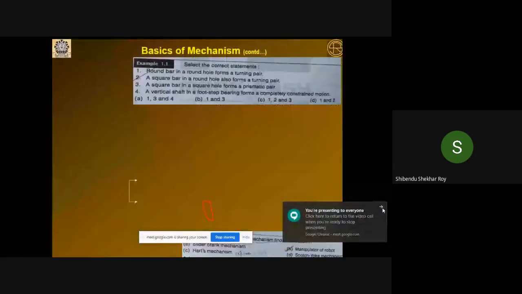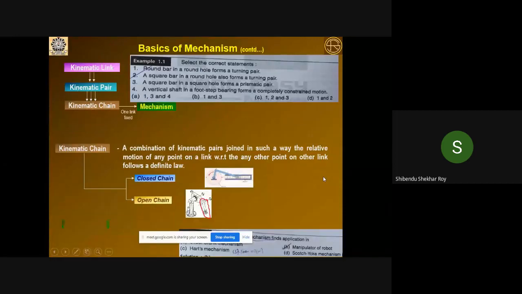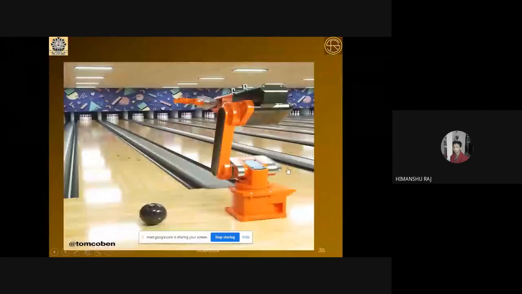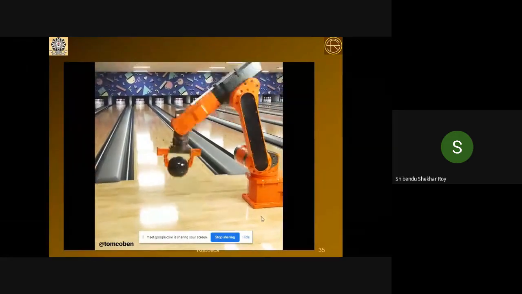Now I'd like to show you the example. You just see here that the last link is not connected to the base link. It is connected only to its previous link. For example, you just see a robot manipulator. It is an open kinematic chain. Here you just see the last link, means this one, is not connected to the base.